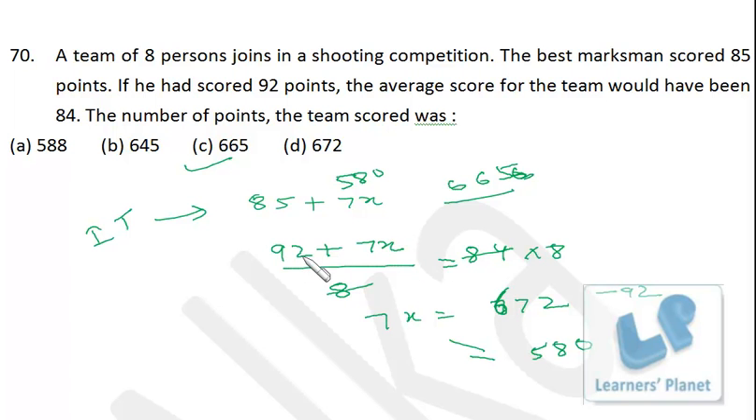So 7x plus 92, that is the total in the new case when the best marksman is scoring 92 instead of 85, right? So this is the new total. New total divided by 8 is the new average, right? And so 92 plus 7x by 8 is actually 84. So 7x is 580. And we have to find out the team score, that is the initial total. So instead of 7x I put 580, so total is 85 plus 580, 665.